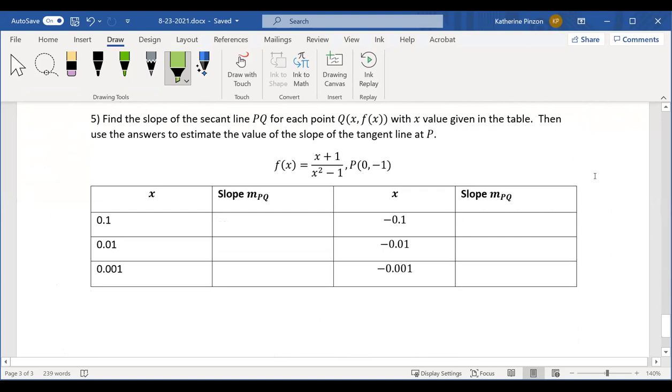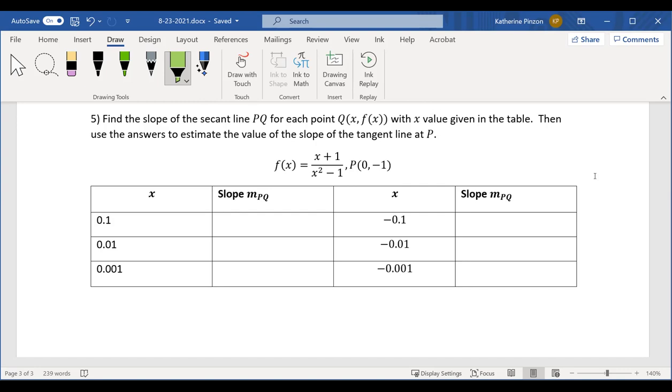Okay. This guy says, find the slope of the secant line PQ for each point Q with the x value given in the table. Then use the answers to estimate the value of the slope of the tangent line at P. I think that maybe this P, 0 comma negative 1, was not in your printout; if you printed it, add that in. Okay, so this one wants us to go back to that estimating, right? But it doesn't want us to just plug these numbers into the function.